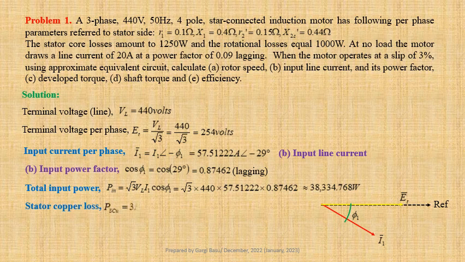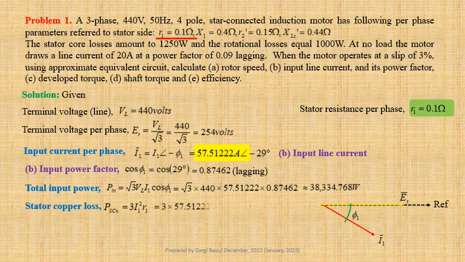Now we shall determine stator copper loss. PS copper equals 3 times I1 square into R1. Given stator resistance per phase R1 equals 0.1 ohm. Therefore, PS copper equals 3 into 57.51222 square into 0.1, which is approximately equal to 992.3 watt.